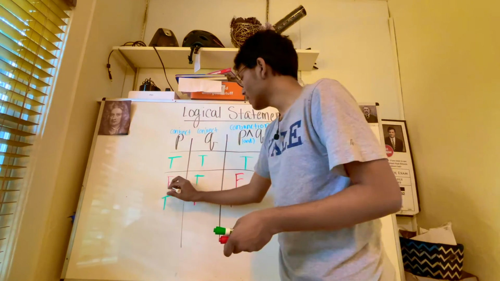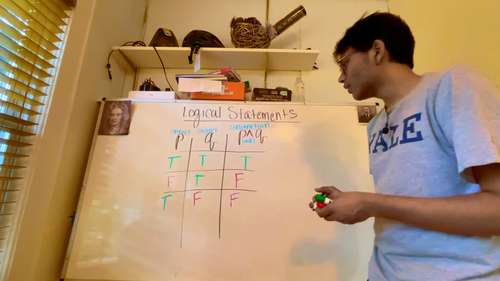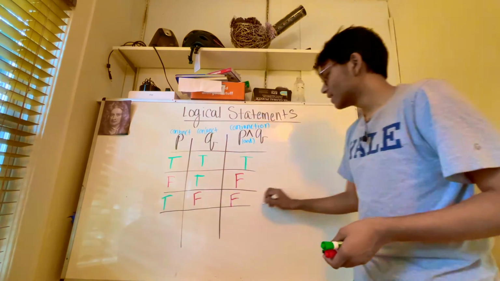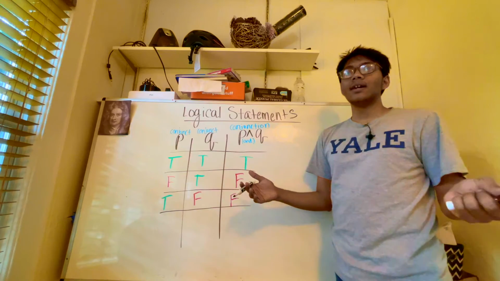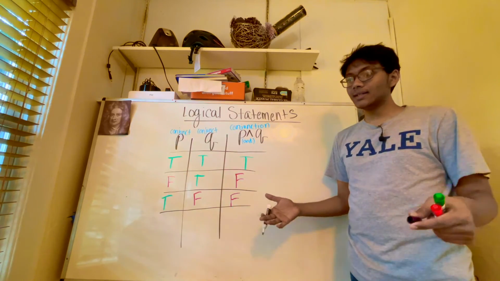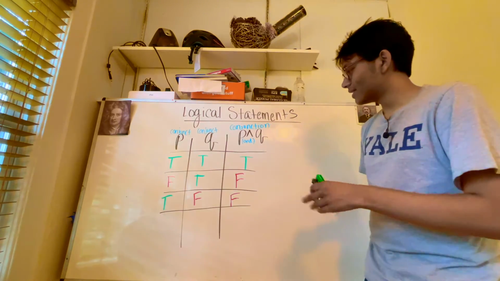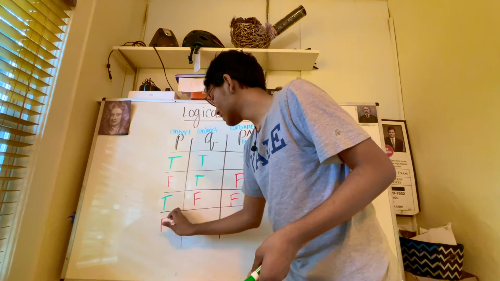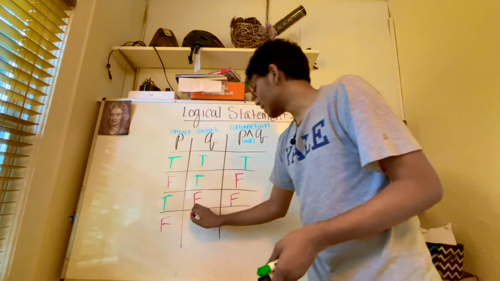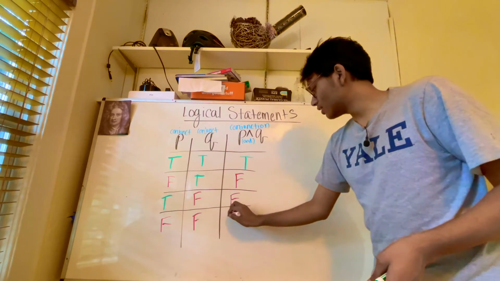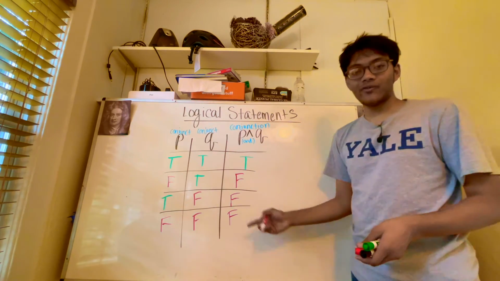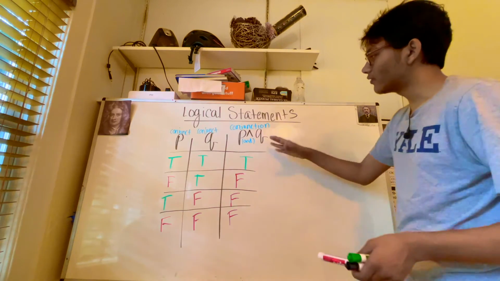And finally, what do we have last? Well, what if both of the statements are false? So what if you say the sky is yellow and the grass is blue? Well, that's pretty bad, because then both of your statements are false, right? The sky is not yellow and the grass is not blue, so your conjunction is not going to be true. It's going to be false. So this is the truth table for conjunctions.